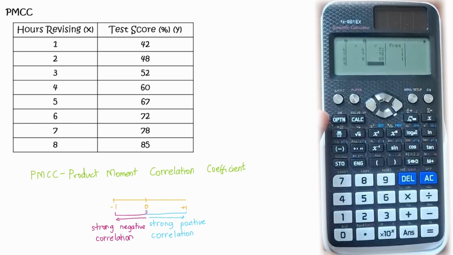Once all the data has been input, we then press this option button and go to number 4, which is the regression calculator. This now gives us the R value, and the R value represents the correlation coefficient.